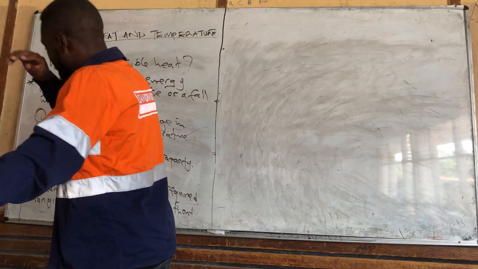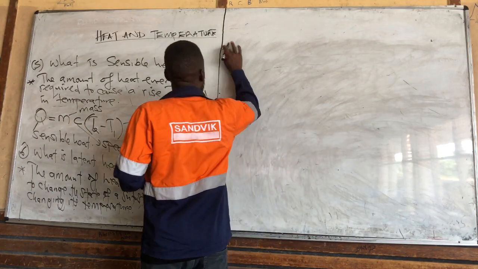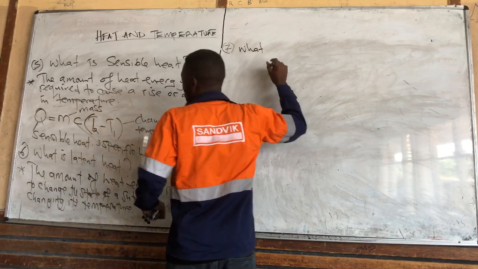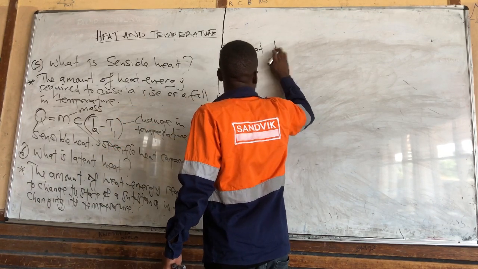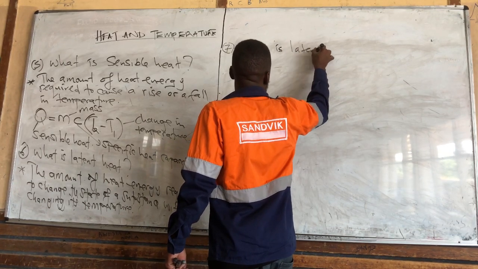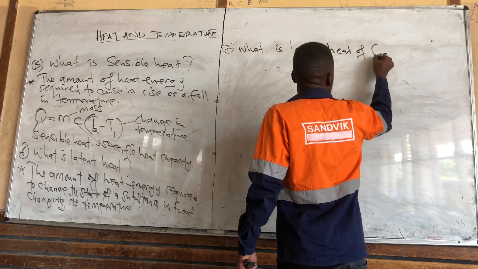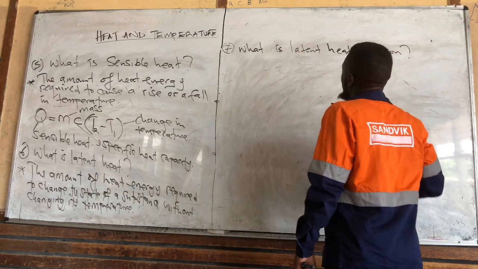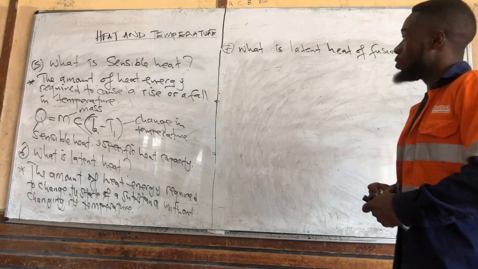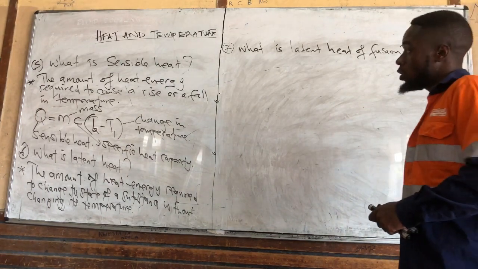So there are two types of this latent heat. The first one, we say 7 here. What is latent heat of fusion? So this is the amount of heat energy required to change the state of a substance from a solid to a liquid or vice versa.